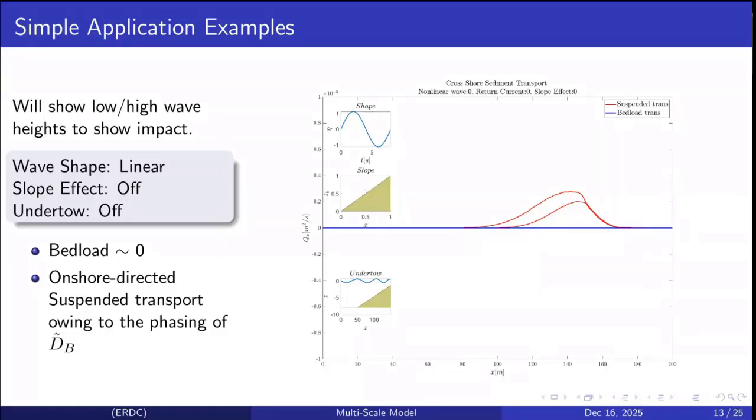When it comes to the suspended part, you still have an onshore directed sediment transport owing to the phasing of that dissipation problem, right? Remember the breaking dissipation that we artificially distributed throughout the phase. So just due to the phasing of that problem, you end up with a suspended sediment transport that's onshore completely in this case. So this is the low wave case, and this is the high wave case.